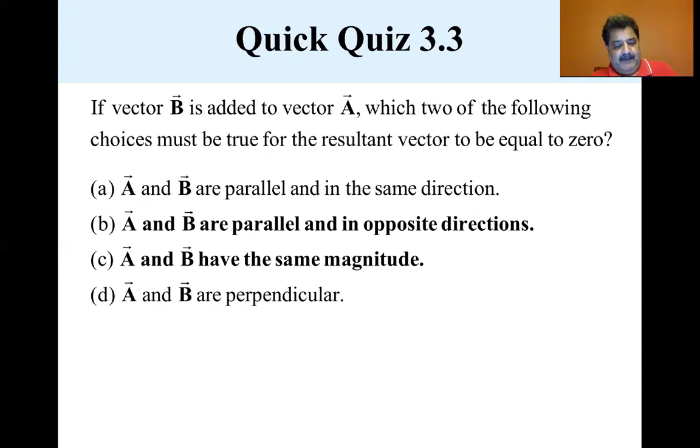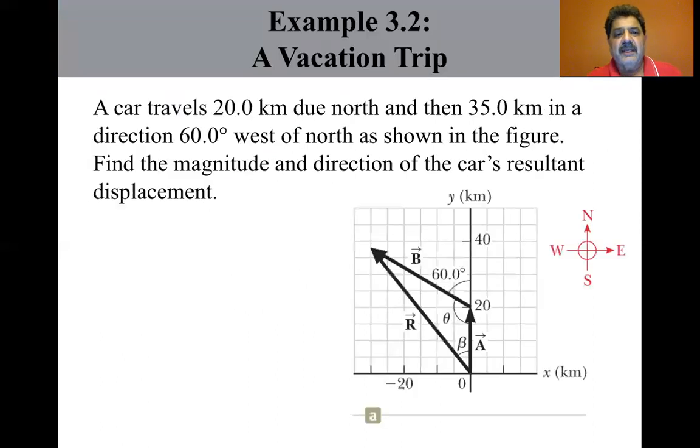Okay, now let's look at an example problem. A car travels 20 kilometers due north and then 35 kilometers in a direction 60 degrees west of north as shown in the figure. Find the magnitude and direction of the car's resultant displacement.